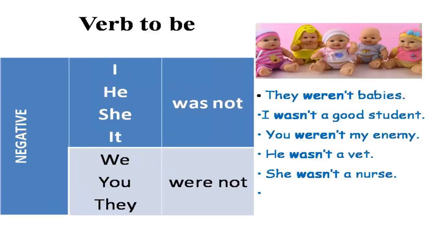Now the negative form of verb to be in the past is wasn't or weren't. So we put only not with was or were. Example, they weren't babies, she wasn't a nurse.